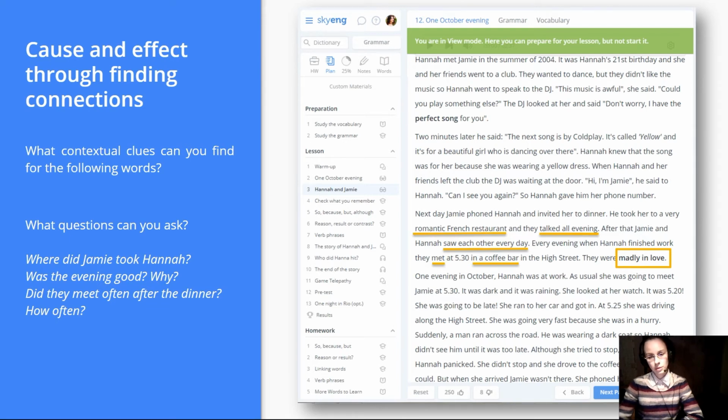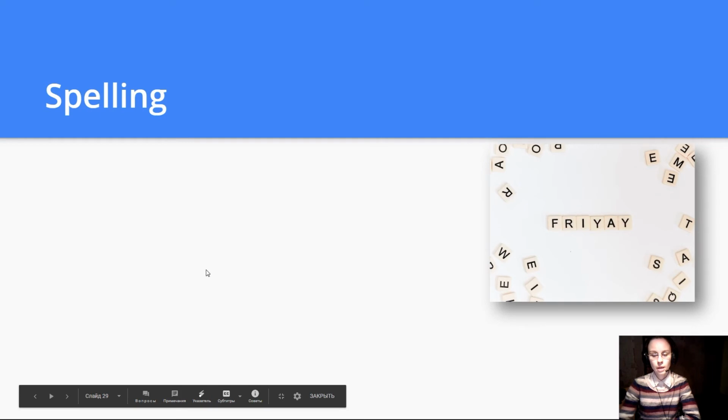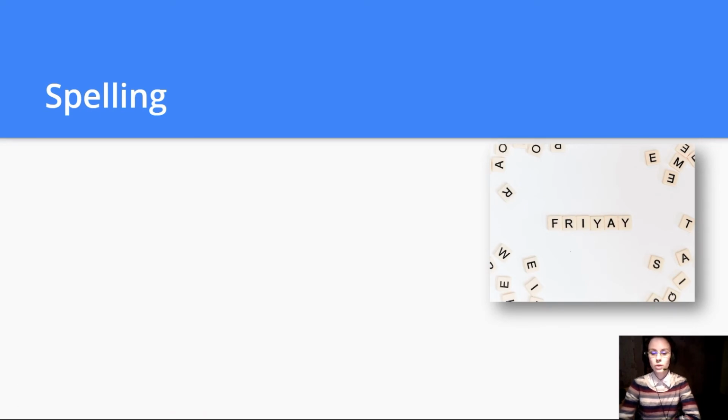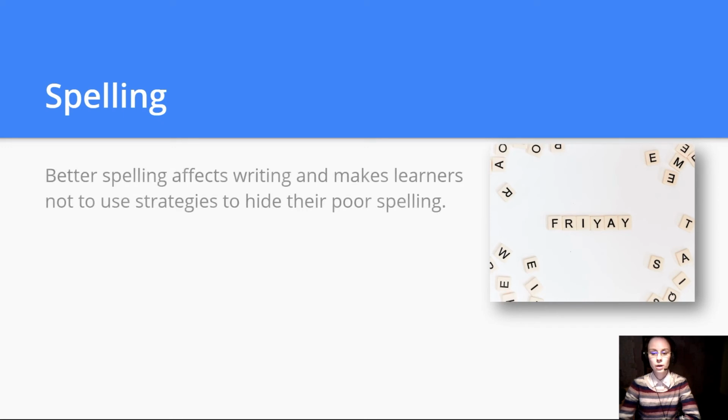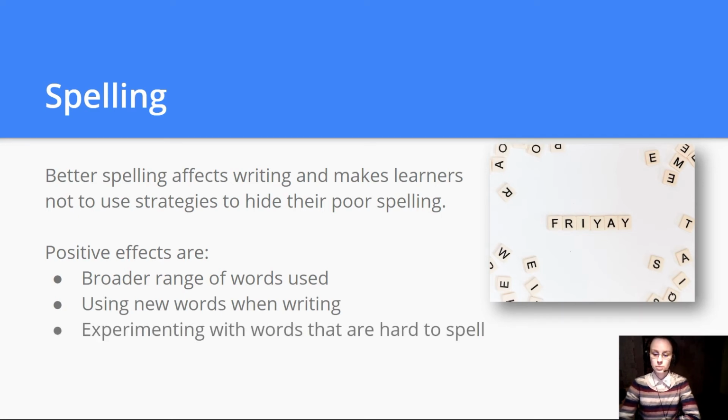The next aspect we are going to discuss is spelling. So what are the advantages of teaching spelling? Students who have good spelling skills don't have to hide their poor spelling, which results in many positive effects. First of all, they use a broader range of words. Secondly, they are not afraid to use new words when they write. And finally, they are ready for experiments with words which are hard to spell.